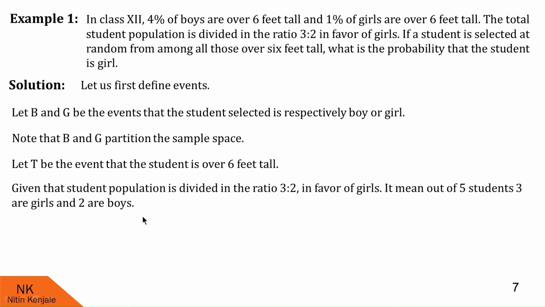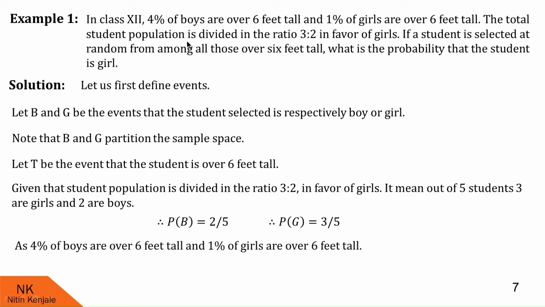Given that the student population is divided in the ratio 3:2 in favor of girls, it means that out of 3 plus 2, that is 5 students, 3 are girls and 2 are boys. Therefore, the probability that the student selected is a boy is 2 out of 5, and the probability that the student selected is a girl is 3 out of 5.